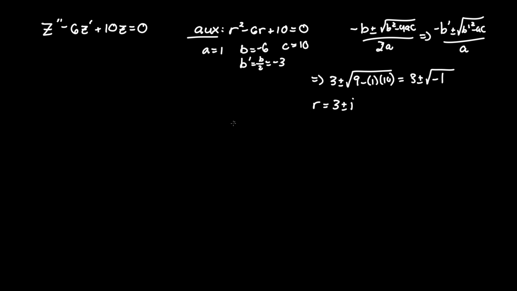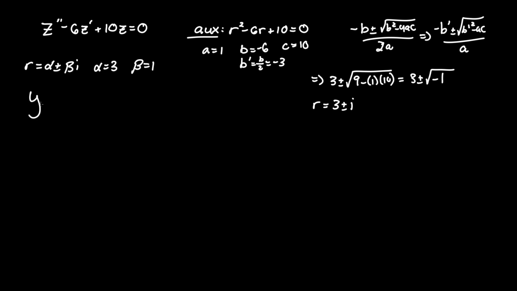In the situation that the roots have a complex component, we have r in the general format of alpha plus minus beta i, where alpha is the real component and beta is the coefficient of the non-real component. We can quickly see from here that alpha equals 3, and beta just equals 1. Beta can never be 0, so it's just 1 times i.